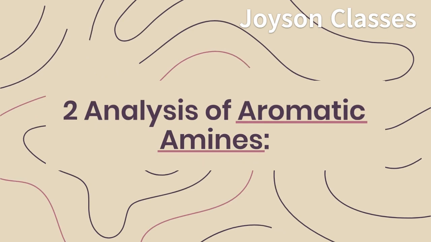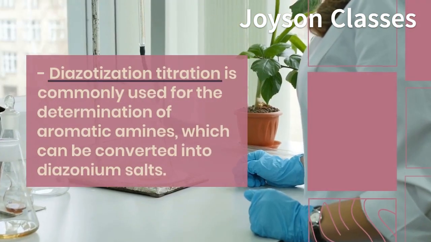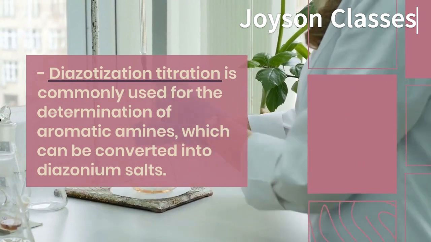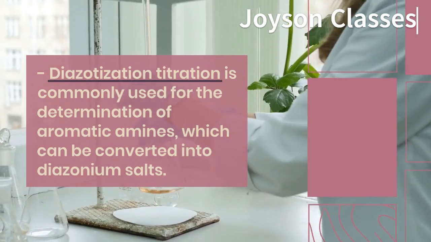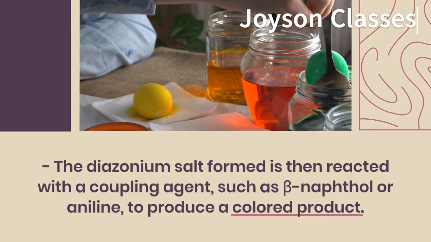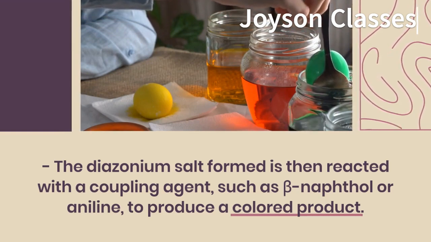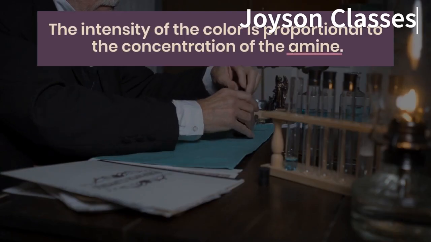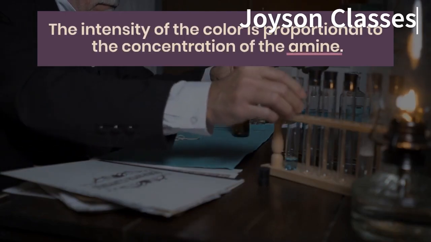2. Analysis of aromatic amines. Diazotization titration is commonly used for the determination of aromatic amines, which can be converted into diazonium salts. The diazonium salt formed is then reacted with a coupling agent, such as beta-naphthol or aniline, to produce a colored product. The intensity of the color is proportional to the concentration of the amine.